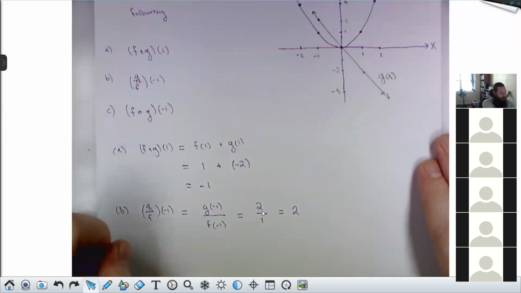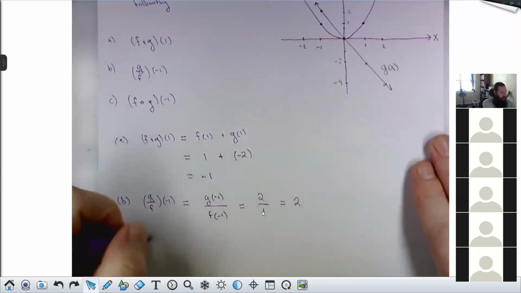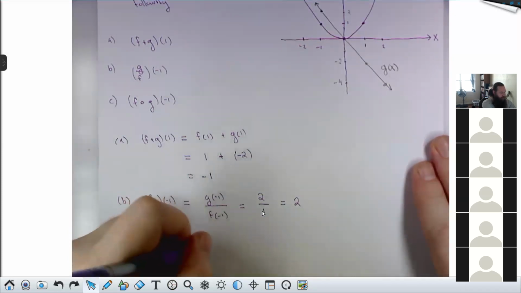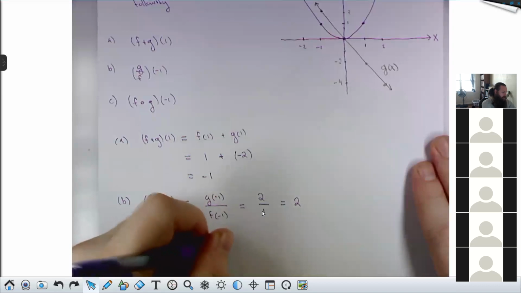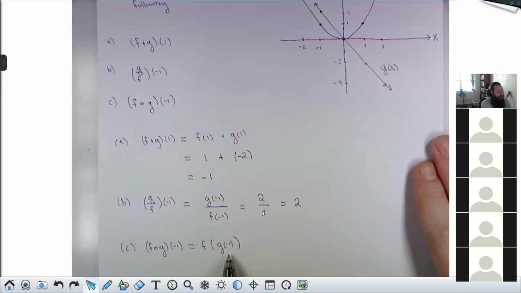And then part C, this is the fun operation, f circ g of -1, or f of g of -1. We begin with the definition. This is f of g of -1. And just like the previous ones, we want to work from the inside out. I can't tell you what f of this thing is without knowing what the inside of f is. f of what? f of g of -1. Well, you need to tell me what g of -1 is first.